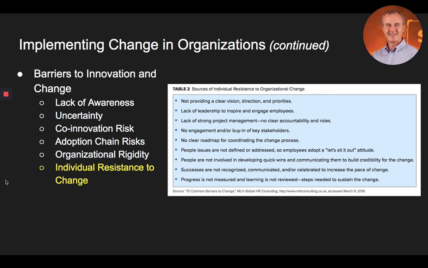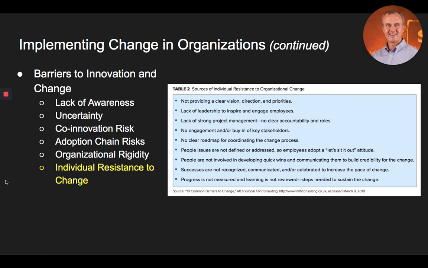Employees can resist change because the change might reduce their own employment opportunities or lead to a reduction in their status in an organization after an acquisition or merger occurs. Management consultants have identified a number of sources of individual resistance to change. You can see a listing of those in Table 2 taken from your text, which is shown on your screen.